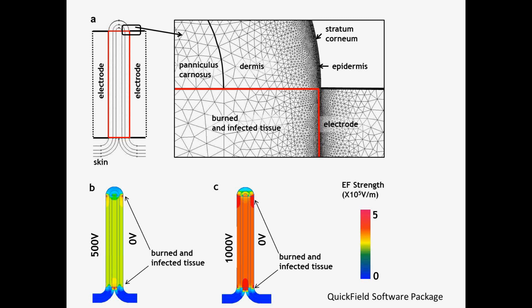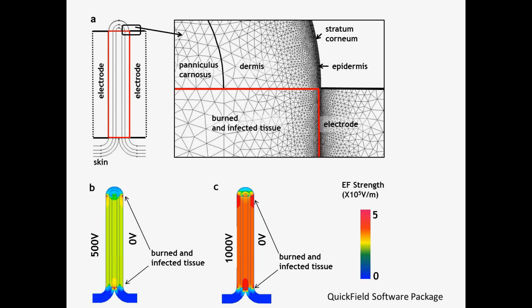And QuickField actually enabled us to show that once we apply the pulse electric fields on the surface of the skin, we get a pretty homogeneous distribution of the field. We can see here two models. The first one, here on the left, Exhibit B, shows what happens to the field once we apply 500 volts on one electrode and 0 volts on the other one. We can see that the distribution of the electric field was pretty homogeneous, including the edges. Once we apply 1000 volts, we see that fields are higher, but still the distribution is homogeneous.